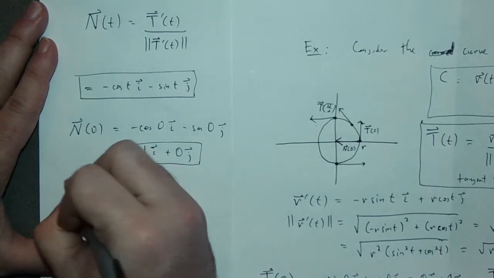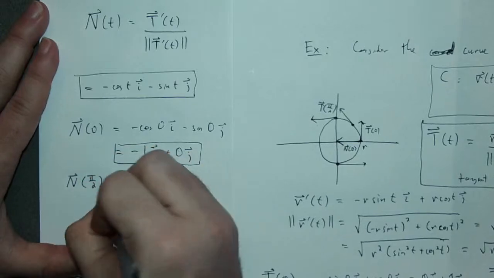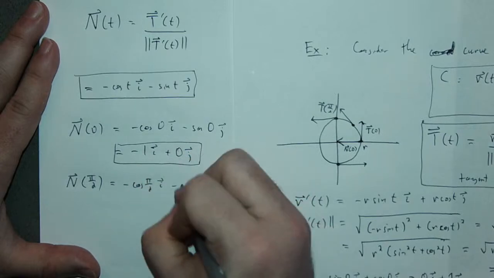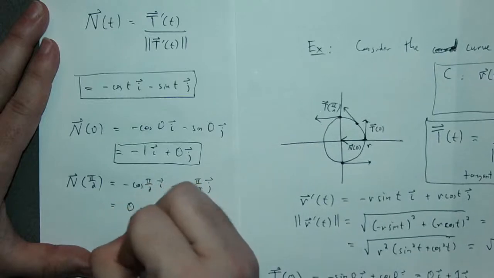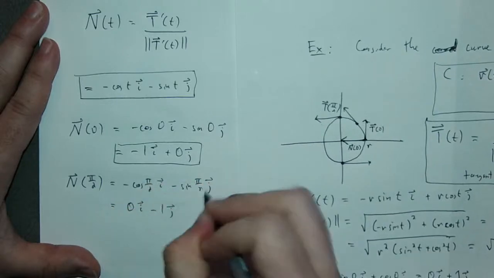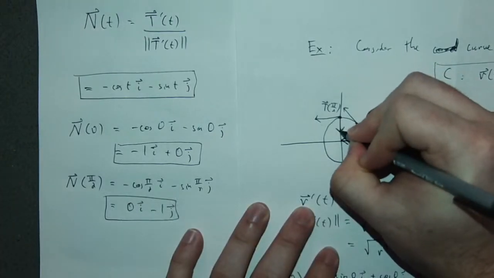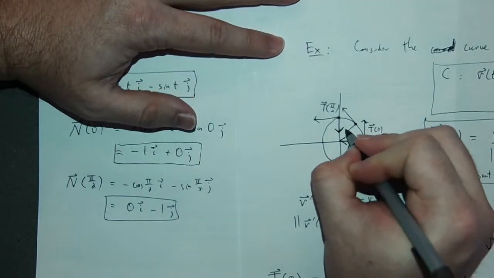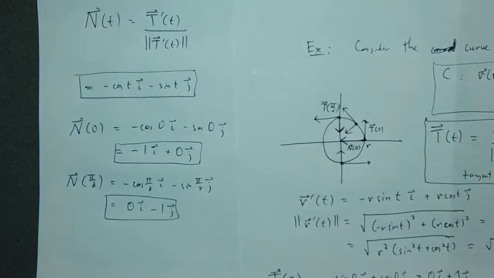Here, let's do N of pi over 2. So this is minus cosine pi over 2 i minus sine pi over 2 j. So this is 0 i minus 1 j. And again, it is exactly as you expect. It points in like this. If you compute at these points, you'll see that it points in like this.